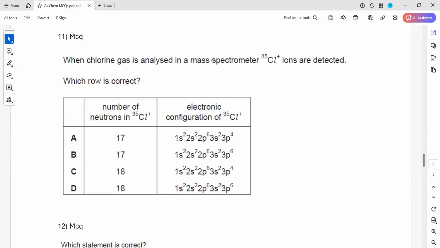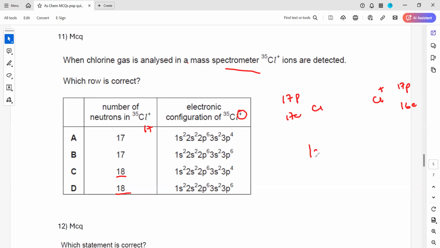Question 11. Okay. When chlorine gas is analyzed in a mass spectrum, the ions are detected. Which row is correct? So chlorine atomic number is 17. So 35 minus 17, what we get is 18. So either C can be an answer or D can be an answer. The electronic configuration for the plus charge: the chlorine atom has 17 protons and 17 electrons. But the chloride ion has 17 protons and 16 electrons because it's a plus charge. So we have to write the configuration for 16 electrons.